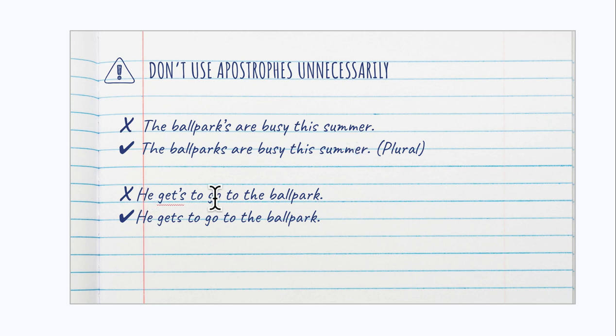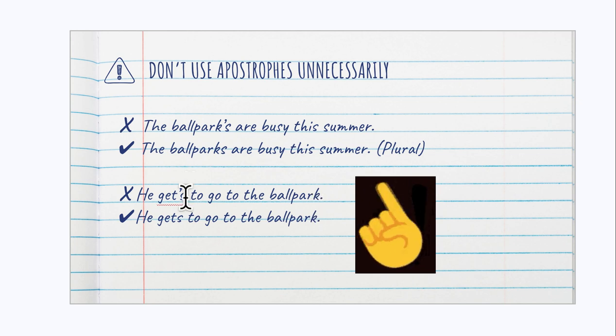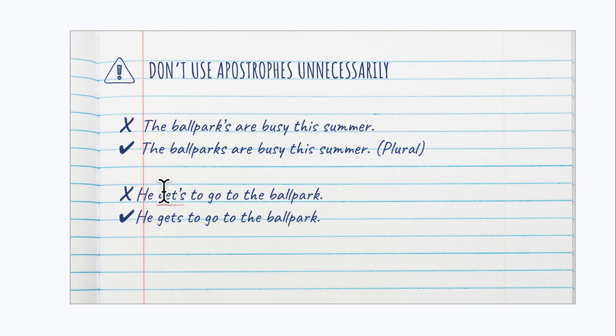He gets to go to the ballpark. In this case, there's no possessive. There's no contraction. There's not even a plural here. It's just a regular conjugation of a verb. He gets to go to the ballpark. No need for an apostrophe. So he gets to go to the ballpark.